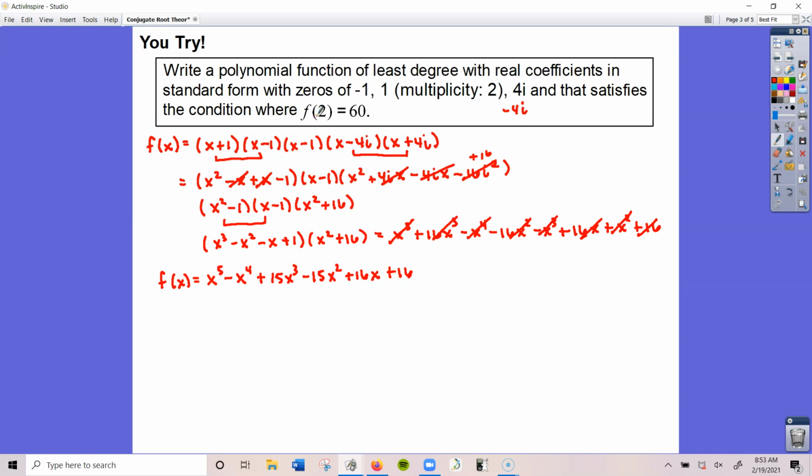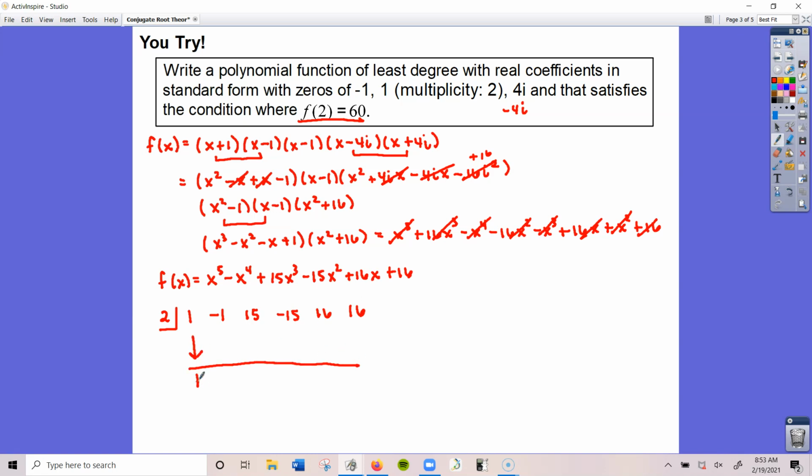Now we have to make sure that it satisfies this condition, and if it doesn't, we're going to multiply by a number so that it does. So we're going to put 2 in the box and write our coefficients: 1, negative 1, 15, negative 15, 16, and 16.